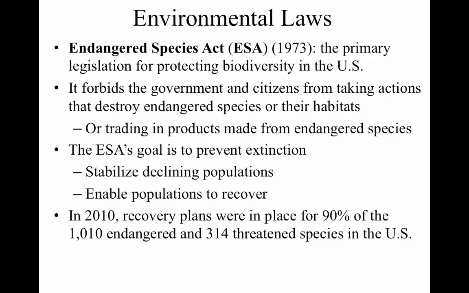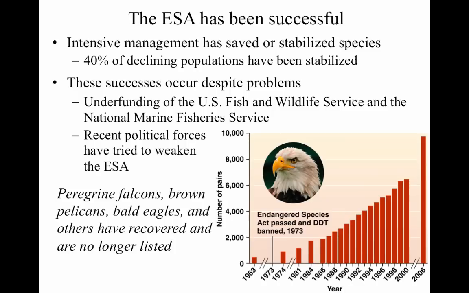And in 2010, the plans were in place for 90% of the over 1,000 endangered species, and there were 314 threatened species at that time. And they came up with plans for those. So the Endangered Species Act has been successful. Intensive management has saved or stabilized species. 40% of the declining populations have been stabilized, and these successes happen despite problems.